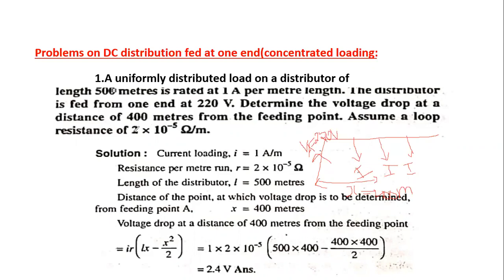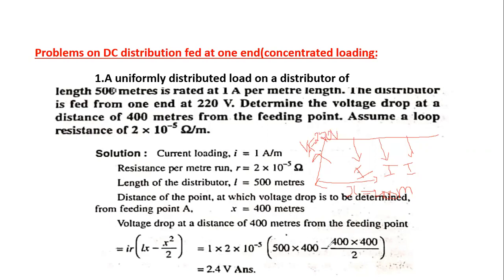We are also assuming the resistance is 2 into 10 power minus 5 ohm per meter. Therefore R is equal to 2 into 10 power minus 5 ohm, the current is 1 ampere, and length L is equal to 500 meters. The distance of the point from the feeding point is x equal to 400 meters.